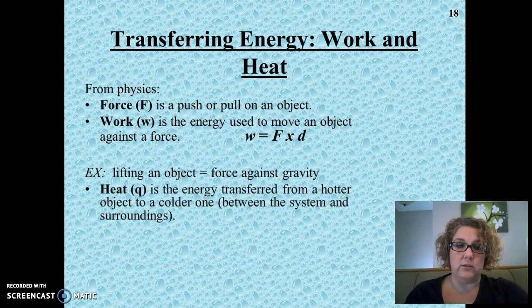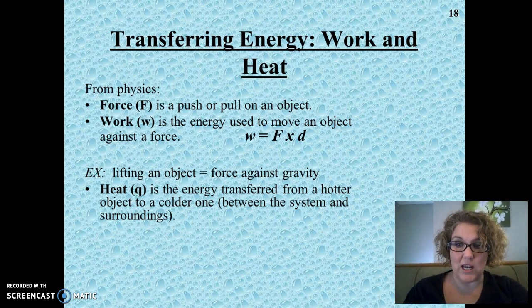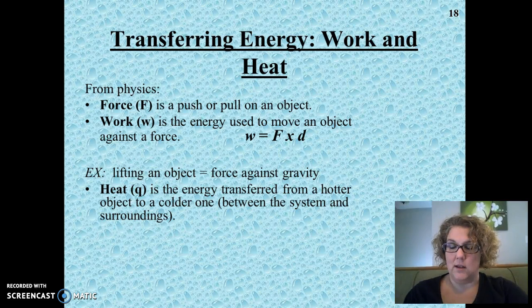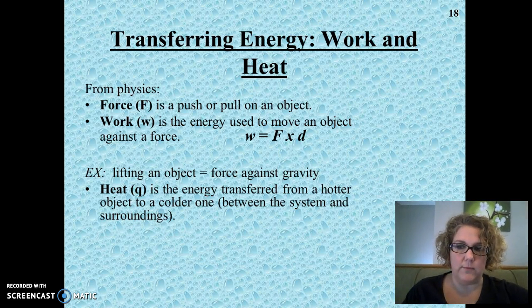Heat is symbolized with the letter Q. It's the energy transferred from a hotter object to a colder one between the system and surroundings. As you probably already know, there is no such thing as cold. There's either heat or lack of heat, but there's no such thing as actual cold. Cold can't move from one object to another.